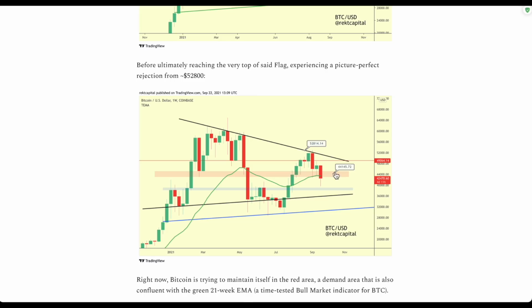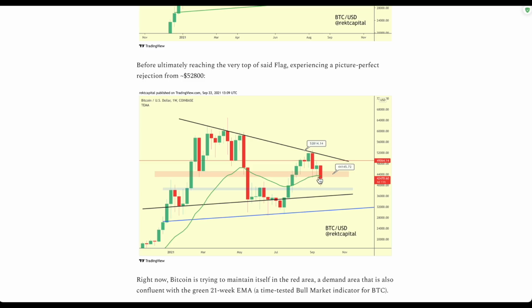And now we're in a period of time where this red area is the midpoint of this overall flag. So this is the top of the flag, this is the bottom of the flag, this is the trend line that just denotes deviations below that flag. But nonetheless, this red box is the midpoint of this flagging structure, and it is a support zone that is approximately confluent with the 21-week EMA, a valuable time-tested bull market indicator.